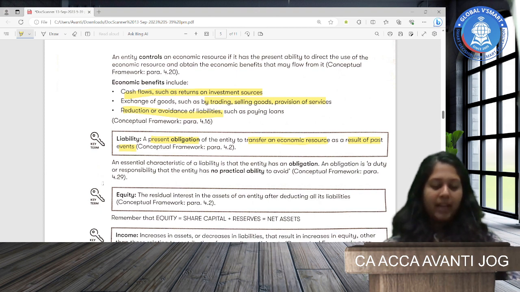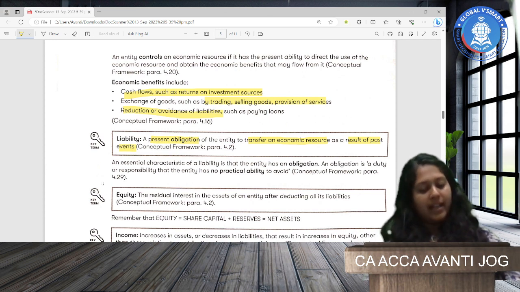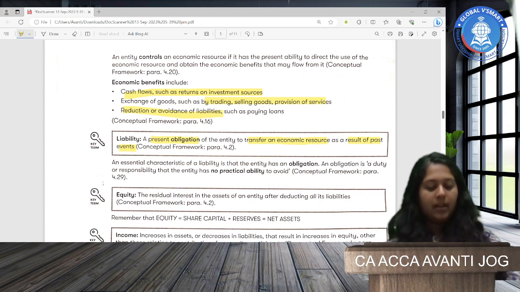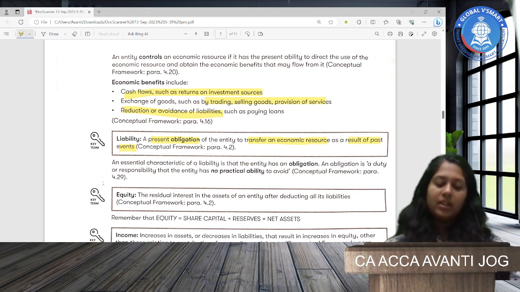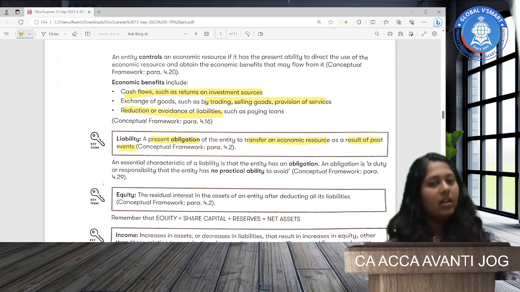Another example could be that you purchase goods on credit. This is the past event. The credit period is 30 days. After 30 days, you obviously have to pay the economic resource, that is money. You have to pay the money, and it is an obligation. You cannot get out of it. So all three things coming together will become a liability.